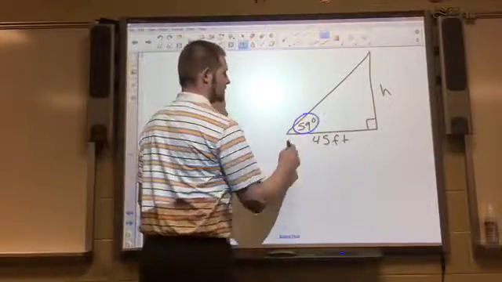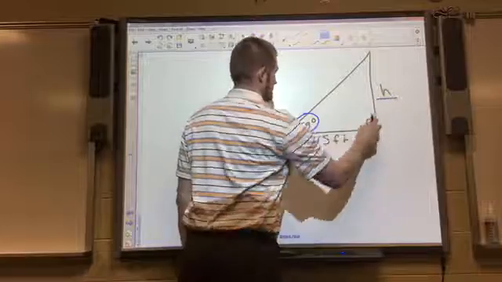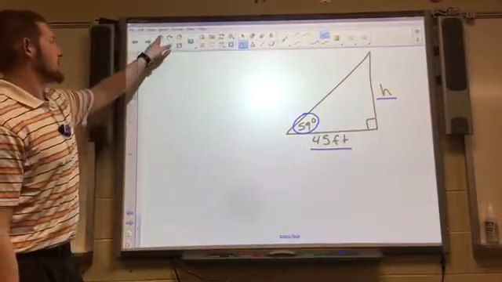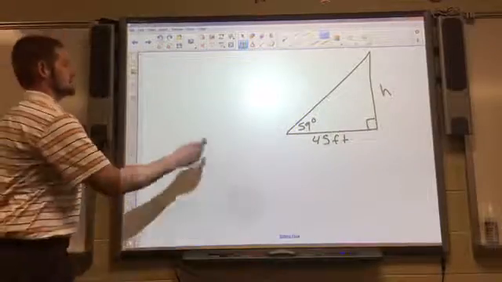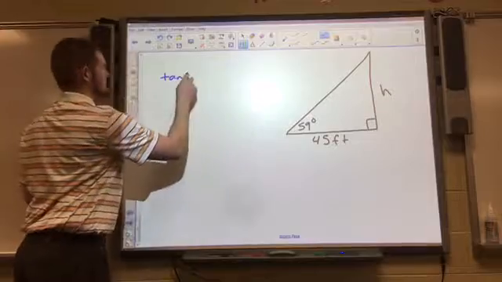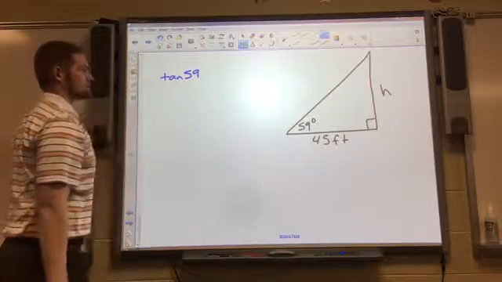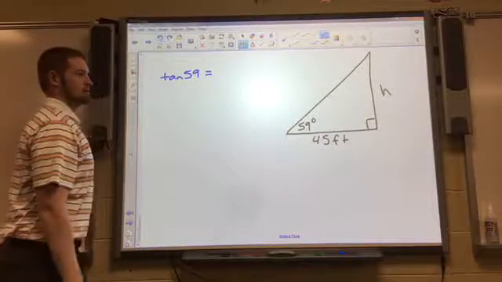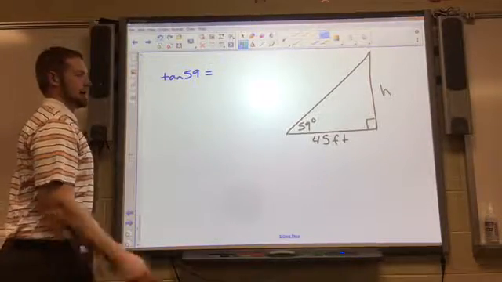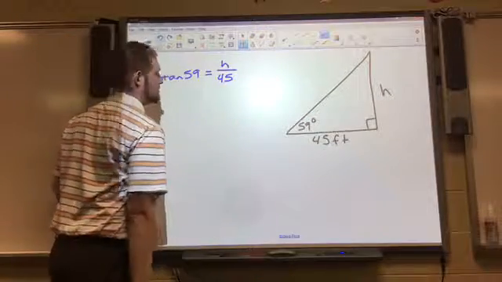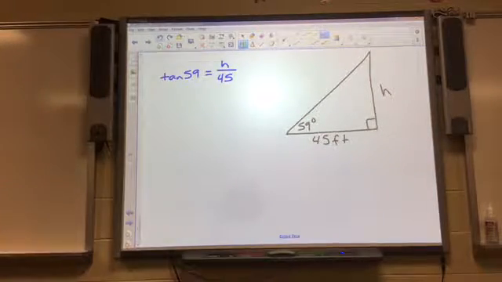Okay, here's my angle. Here's the side lengths I want to work with. Where are they at from my angle? In this case, they happen to be the opposite and the adjacent. So I'm going to use the tangent of that angle, 59, equals what? H, the opposite, over the adjacent. Okay, so we just set up our equation.